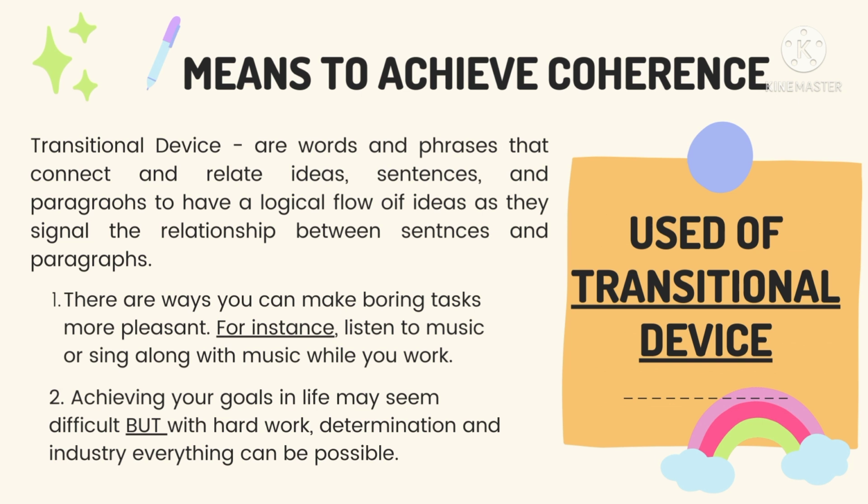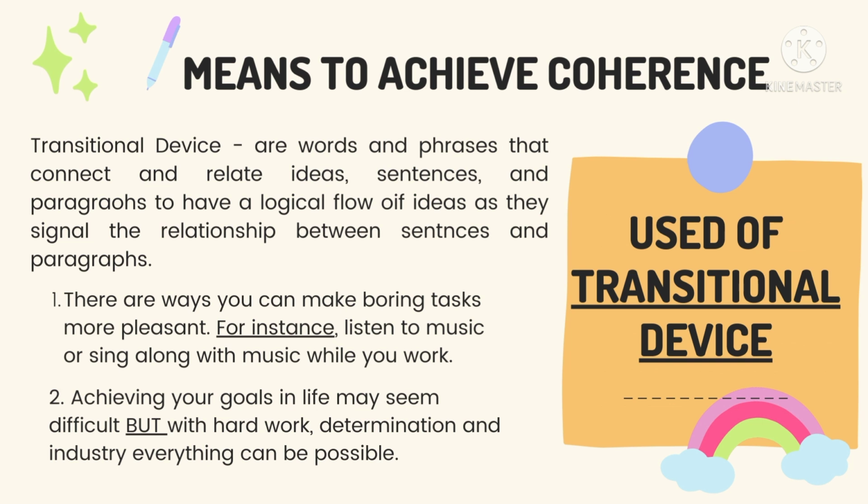If you could see, the first statement talks about achieving your goals in life may seem difficult. However, the next idea gives a contradicting statement to the first sentence. And it says there that with hard work, determination, and industry, everything can be possible. So that is the use of transitional device. And the use of transitional device is one way to make your paragraph coherent.